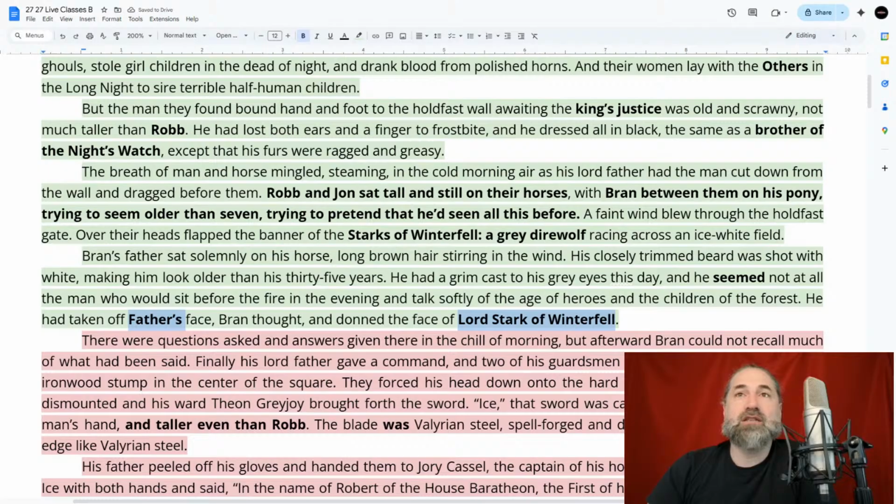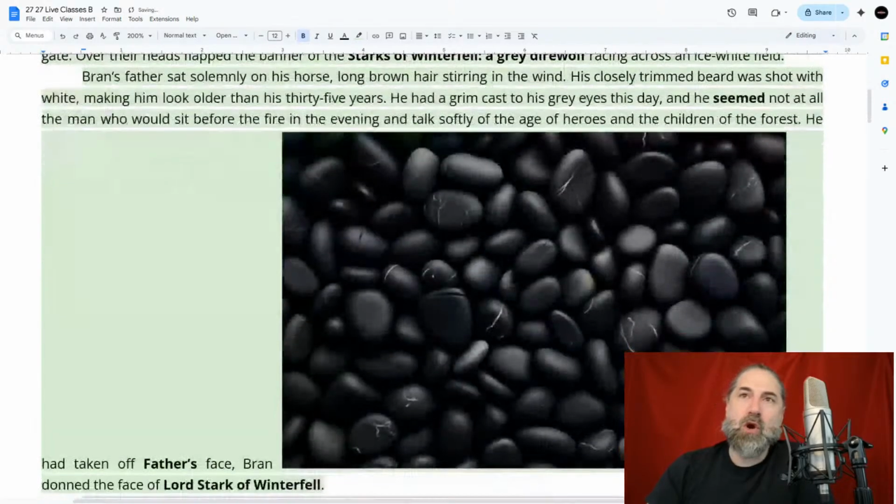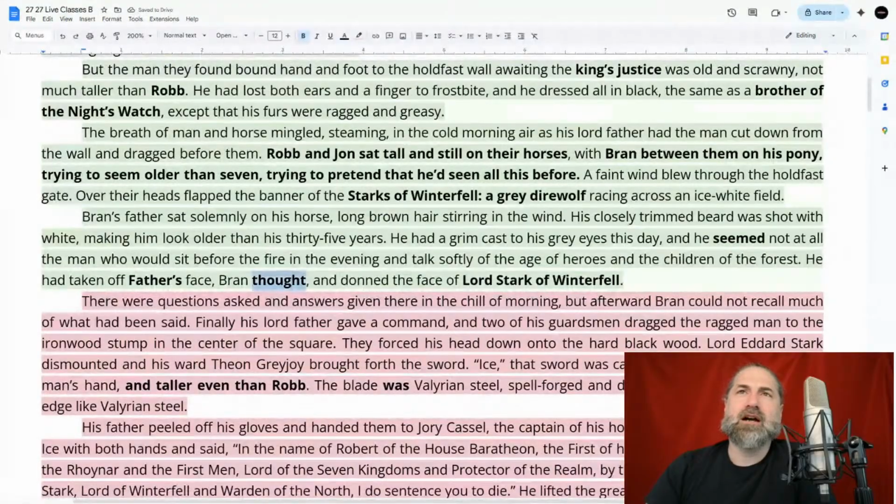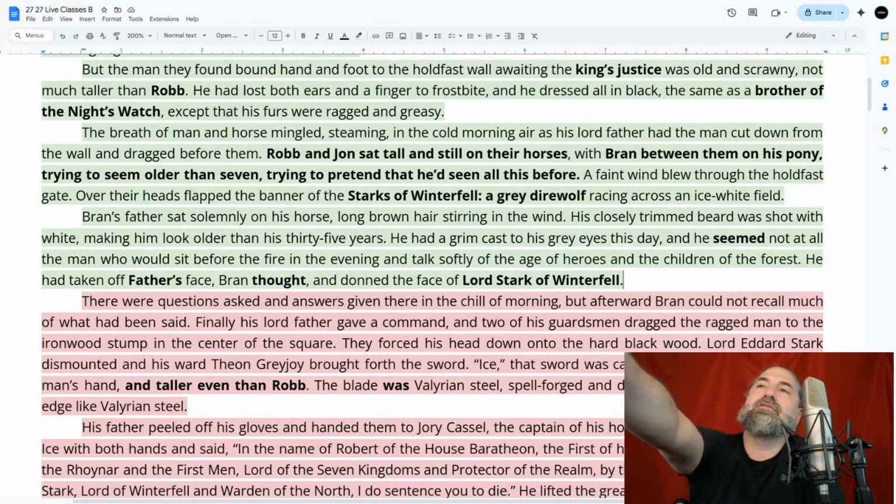Bran thought, "Don't use the word thought." Whoa, what the hell was that? That was stones. I was doing graphic artwork earlier with stones. Bran thought and donned the face of Lord Stark.